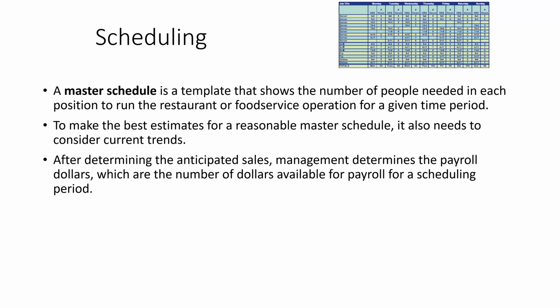So after determining the anticipated sales, management determines the payroll dollars, which are the number of dollars available, which showed on the spreadsheet. But again, a lot of this stuff is done on your point of sale system, so you don't have to do a lot of figuring other than putting in the hours that you're going to have your employees work up to and when, and that type of thing.